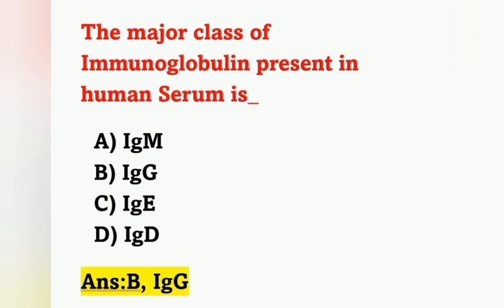The most abundant immunoglobulin is IgG. It can cross the placenta, and also these IgG are antibodies related to secondary immune response. Here our question, the immunoglobulin present in human serum is IgG.